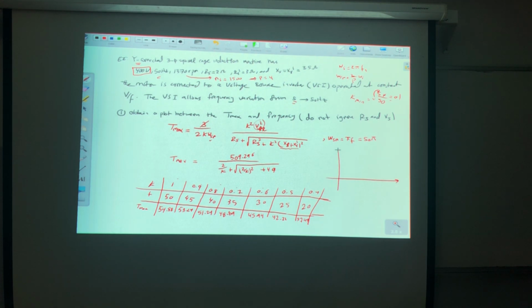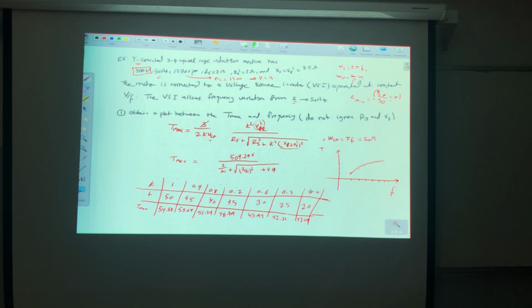I will mark the points, correct? So I will say that this is the frequency in hertz and this is the torque. And I will specify at 0.4, for example, the value is here. At 0.4, 0.5, 0.6, 0.7, 0.8, 0.9. Let's assume I have different points, one here, one here, one here, and here, and it will be something like this.